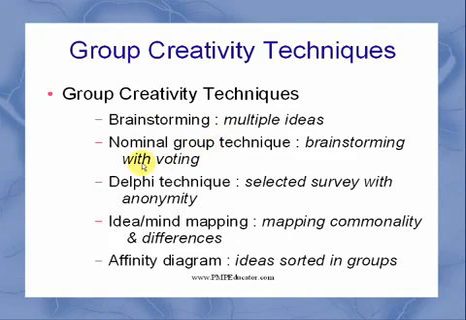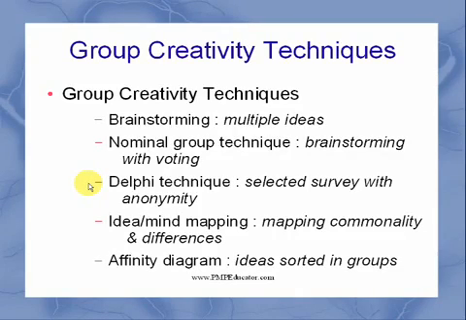The nominal group technique is the same thing which is done in brainstorming, but it includes voting. So you have brainstorming, but you have people voting for those ideas, and the idea which gets the majority has a better chance to be pursued further. The Delphi technique is a technique where a selected survey is sent to experts, and they reply to that survey, and it is sent to a mediator so that those people remain anonymous. This technique is used with multiple iterations.